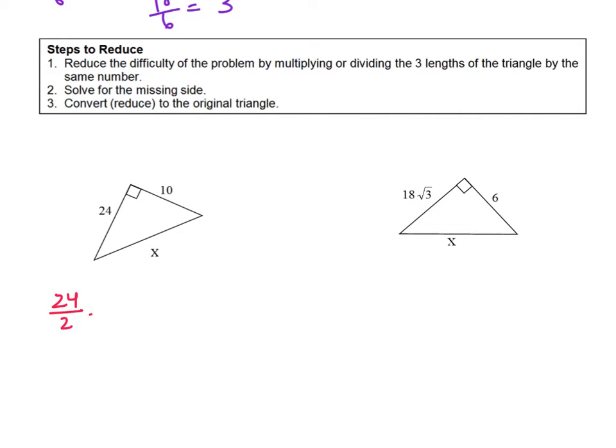So 24 divided by 2 is 12. So I'm going to go ahead and put a 12 over there. 10 divided by 2 is 5. And we're going to start to recognize we have a 5, 12, and then our missing side would be 13. 5, 12, 13 is a Pythagorean triple. So remember, 13 is not the answer for x. That's just the reduced triangle, 5, 12, 13.